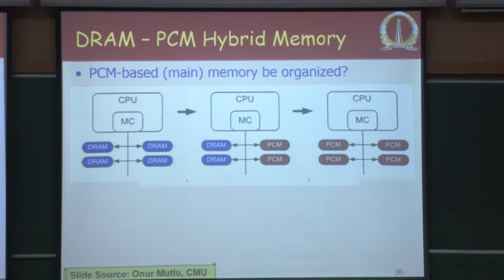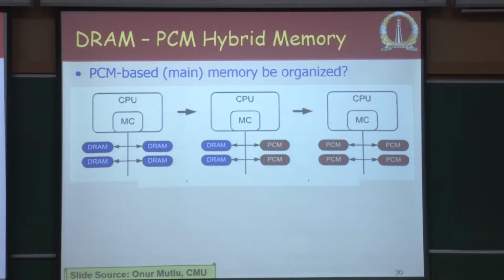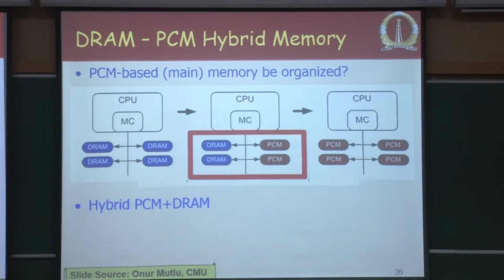What are the advantages and disadvantages, or how can we have different kinds of memory organization? In the leftmost diagram, you can see a DRAM-only organization, which is what we have seen initially. In the middle diagram, you have a hybrid organization where you have both PCM and DRAM. Here you can treat DRAM as one level of cache in front of PCM. That is one way of looking at it.